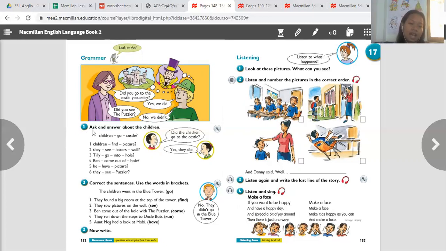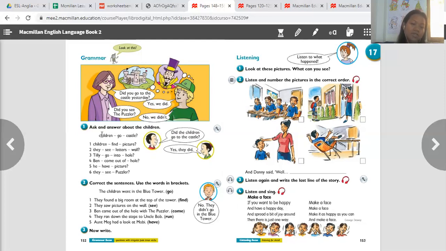Next, ask and answer about the children. Children go castle. So in example, we say, did the children go to the castle? Yes, they did.